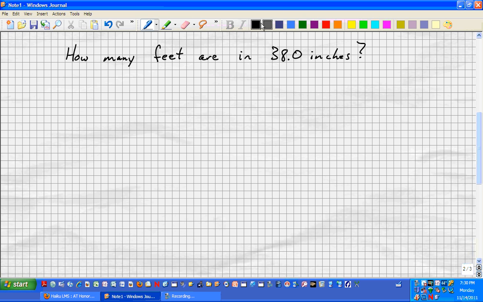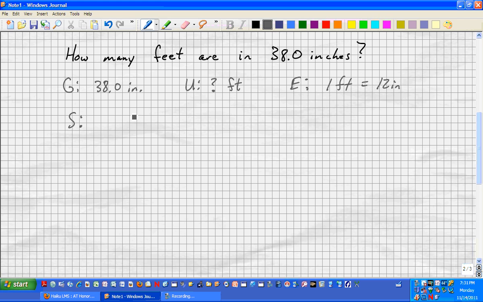Well, first thing I do is set up my given. My given is 38.0 inches. My unknown, I'm looking for feet, so I'd write question mark and feet. Always include the units because the units are really important because they're going to cancel. My equality is 1 foot is equal to 12 inches, and we'll convert that into a conversion factor in a few minutes here.